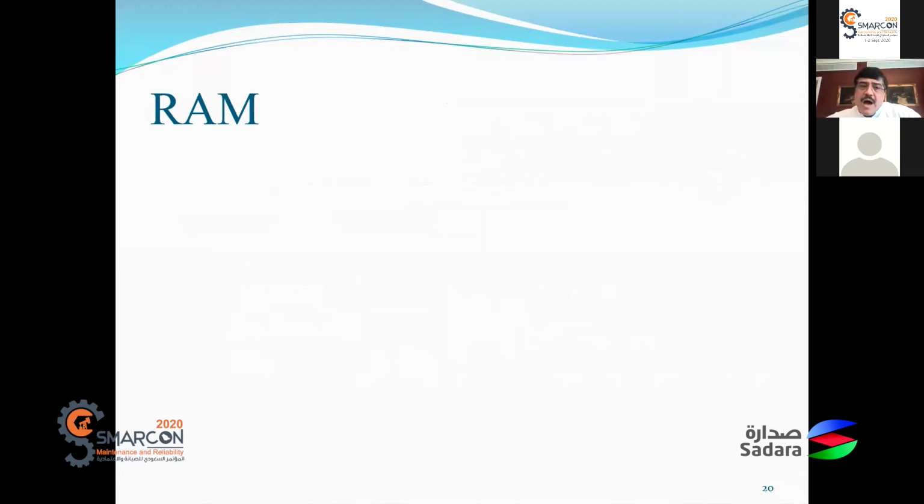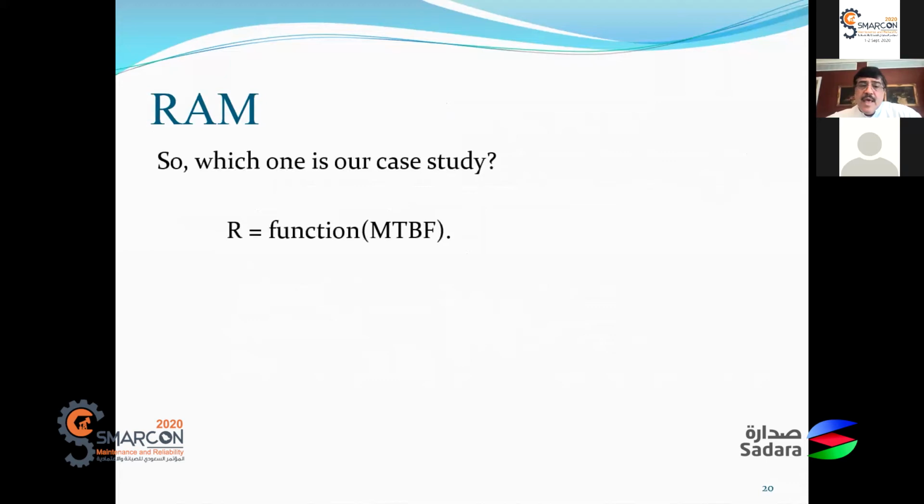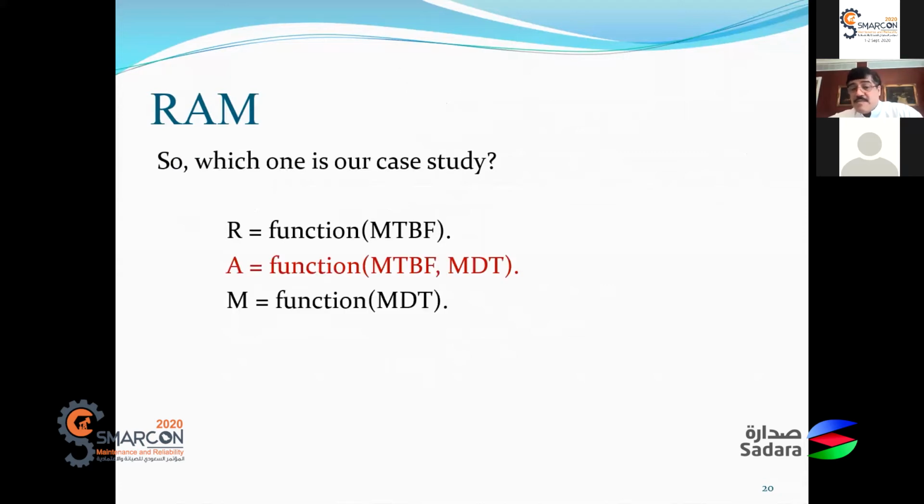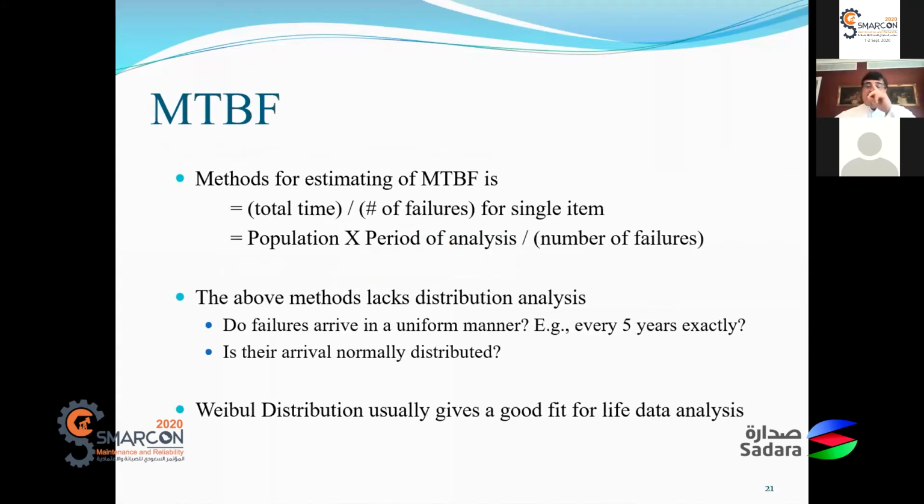So in our case study here, is it reliability? Is it availability? Is it maintainability? Apparently it is actually an availability problem. So this is what we chose to model the problem. Now, if we want to calculate availability, reliability, or maintainability, we're going to need to be able to calculate our MTBF and mean downtime.